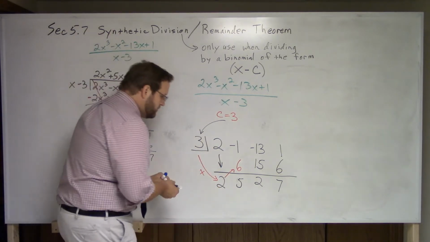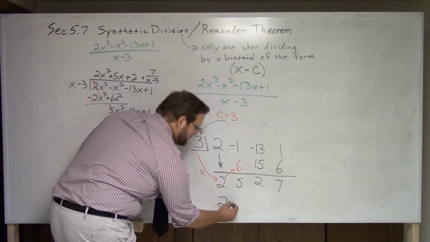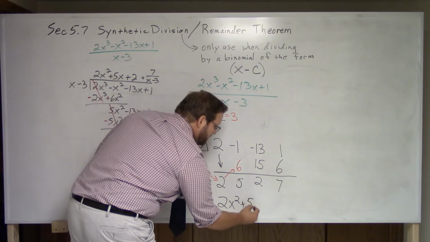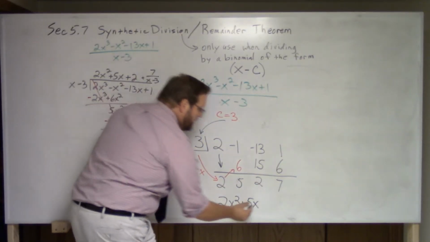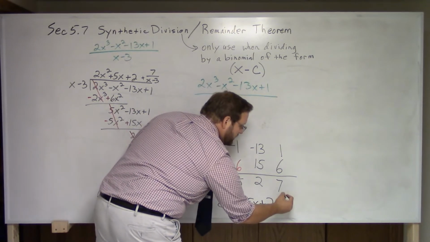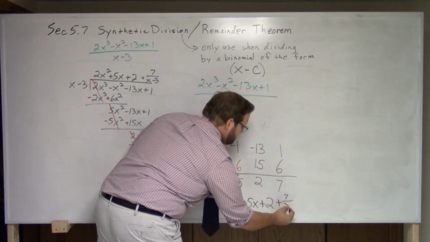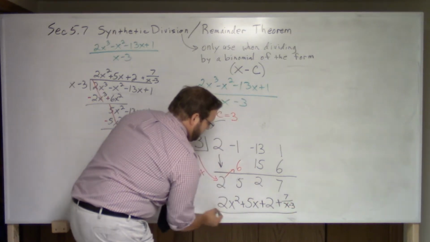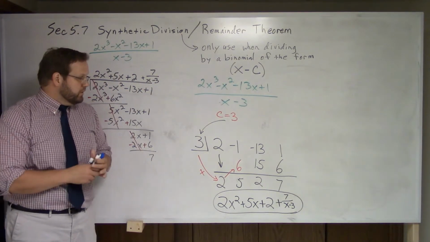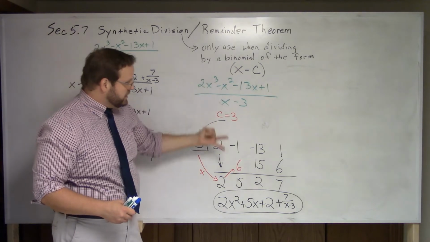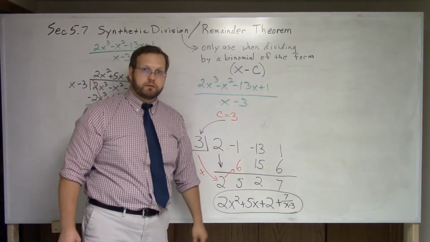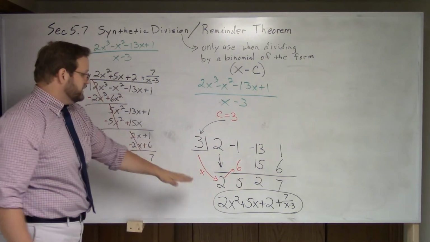And I write my answer, 2x squared, and then I count down from there. Plus 5x to the first, plus 2 with no x, and then this last one is my remainder. And there we go. Okay? So again, I start with an x cubed, so my answer, I start with an x squared. 2, 1, 0, and then my remainder. Now notice, the answer is the same.